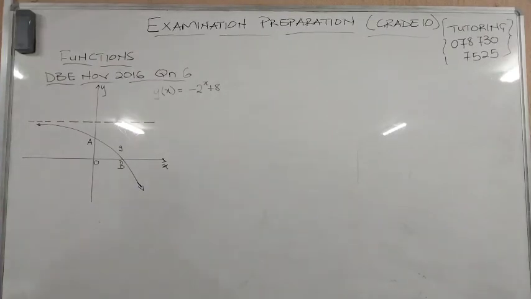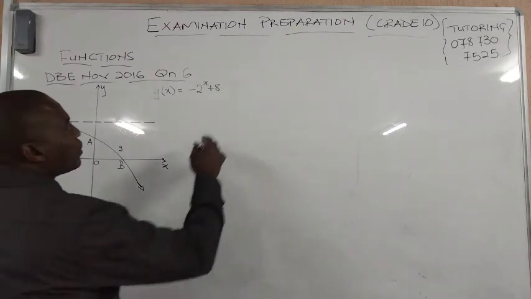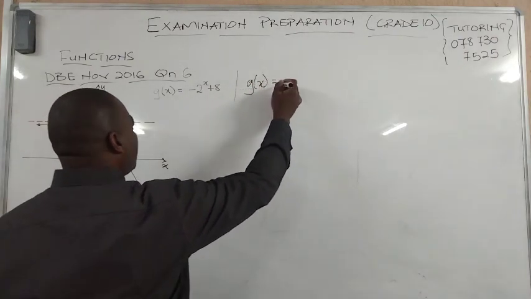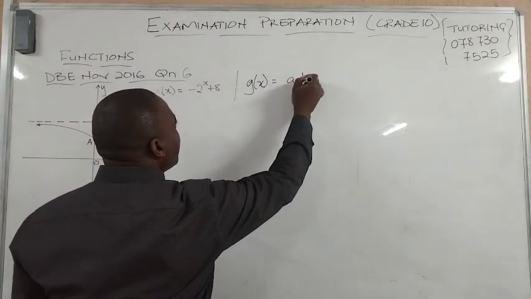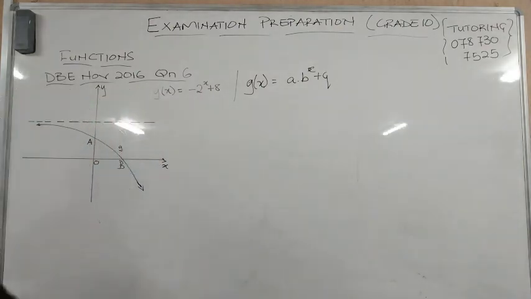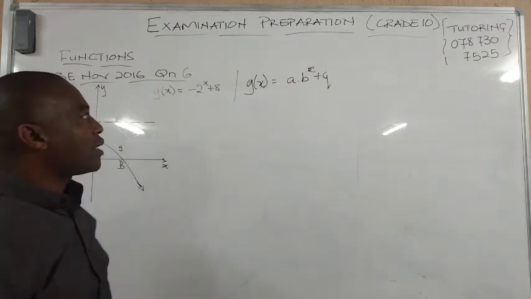All right, let's move on to question number 6 of the same paper, November 2016. Now on question number 6, we are given g of x, which is negative 2 to the power x plus 8. What we need to notice here is the format. g of x, generally, is a times b to the power x plus q. So the negative is telling us the value of a, and we must know the effect of a.